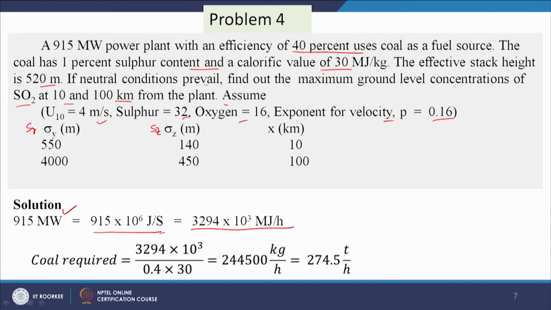So, this is the conversion from joule per second to joule per hour. So, we have to multiply by 3600, and then coal required equal to how much. So, this is our energy required, but it is told that the heating value is 30 megajoule per kg. So, this is the kg of coal requirement, but 40% efficiency is there. So, percentage efficiency is 0.4, so that has to be divided by 0.4 again. So, we are getting 274500, that is equal to 274.5 ton per hour.